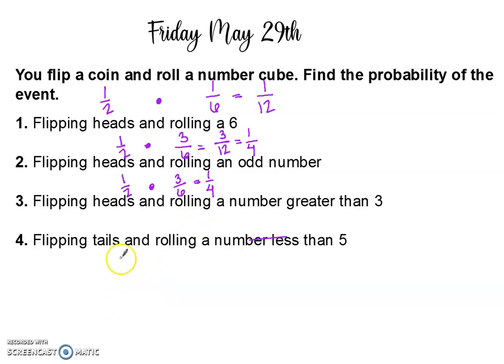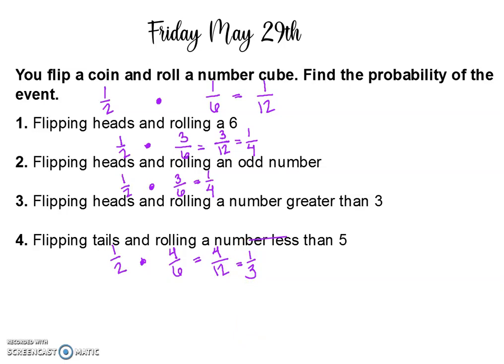Last one, the probability of flipping tails and rolling a number less than 5. 1, 2, 3, and 4 are all less than 5. So that's 4 out of 6 options. You can cross cancel if you want to. 4 times 1 is 4, 2 times 6 is 12, and that goes evenly to 1/3.